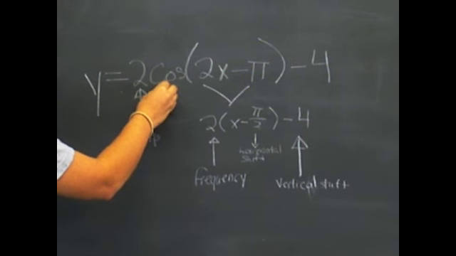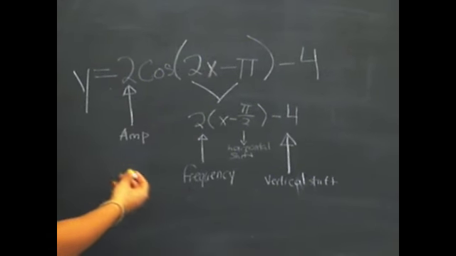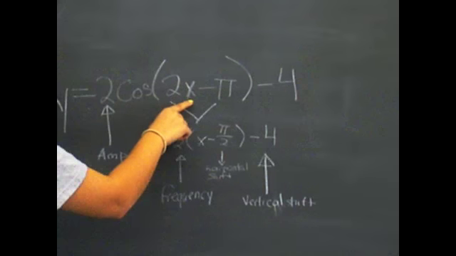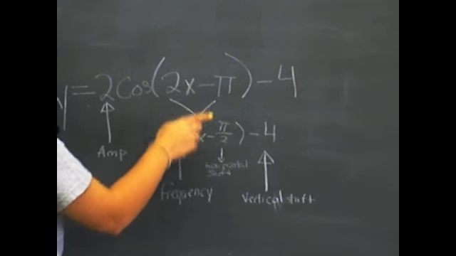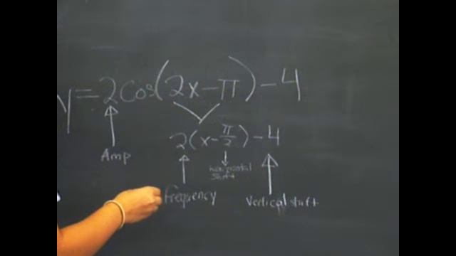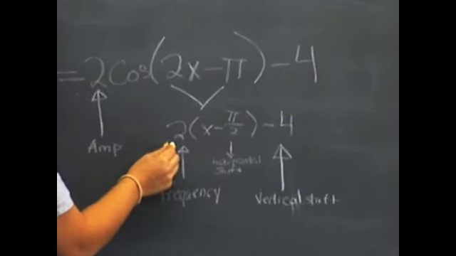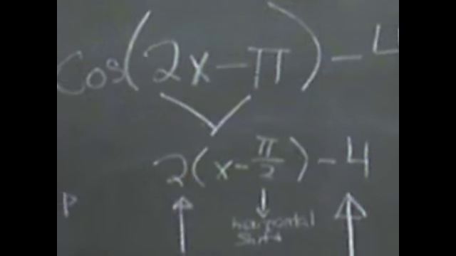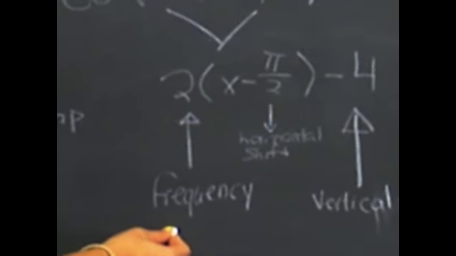point when you graph. In order to figure out what your frequency is and what your horizontal shift is, first you have to get the x value on its own. So what you want to do is divide by 2. By doing that, you're going to get your frequency, which is now 2, and your horizontal shift, which is now negative pi over 2.